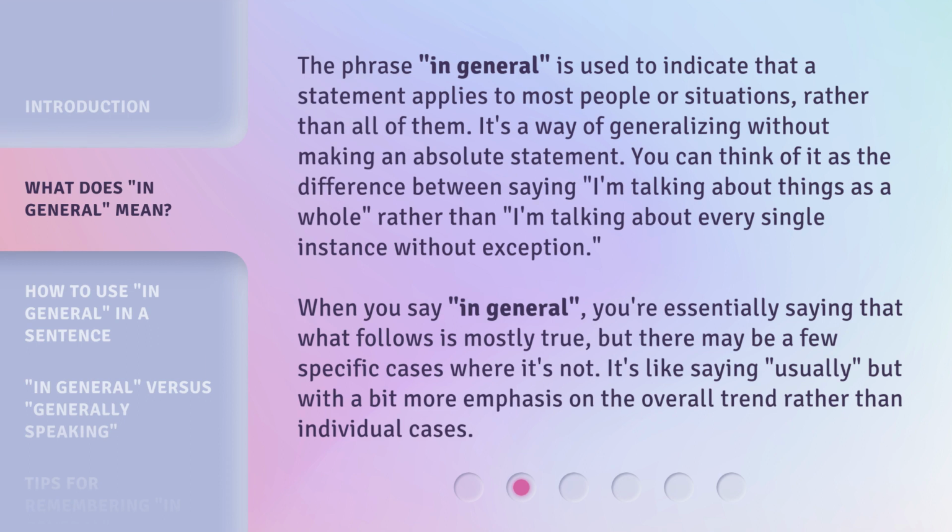The phrase "in general" is used to indicate that a statement applies to most people or situations, rather than all of them. It's a way of generalizing without making an absolute statement. You can think of it as the difference between saying, "I'm talking about things as a whole," rather than, "I'm talking about every single instance without exception."